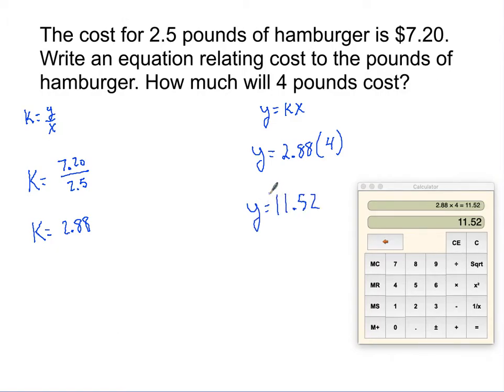$11.52 will be the cost of 4 pounds of hamburger. Okay? All right, let's look at another example.